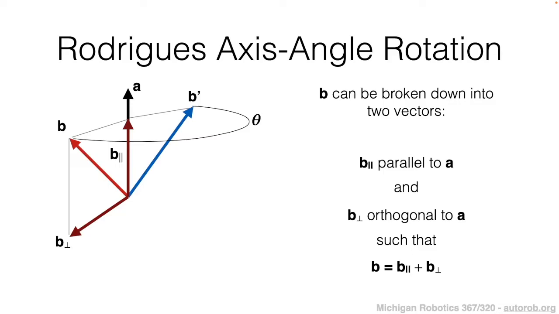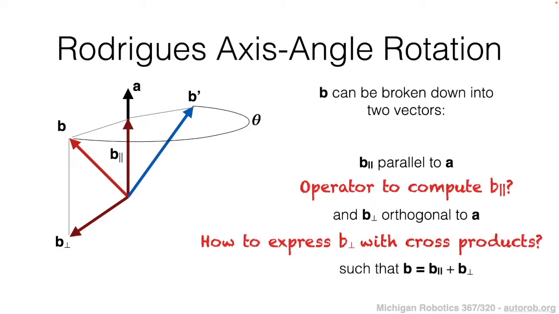So before we look at how breaking this vector down into these two components is going to help with our rotation, let's first consider how we can actually compute the components B parallel and B orthogonal. In particular, there are two questions that are good to think about, so you can pause the video and consider them for yourself: what vector operator would we need to compute B parallel? And secondly, what would the equation be to compute B orthogonal, where the hint is that you would be using the cross product for that B orthogonal term.